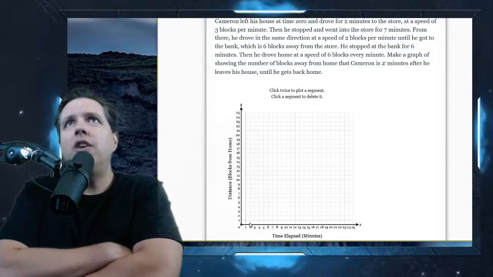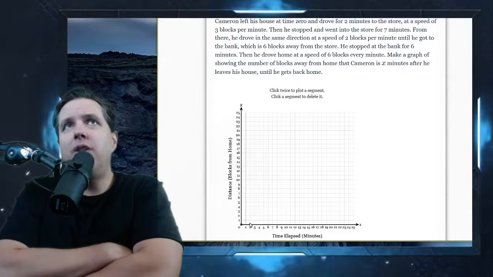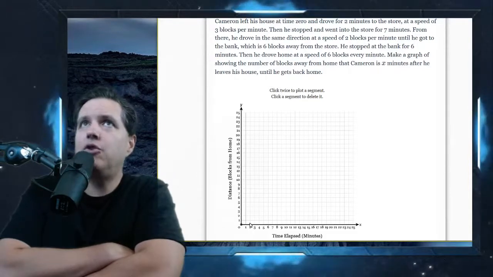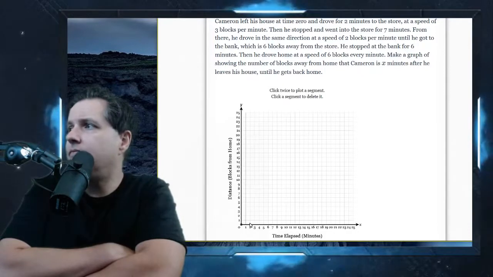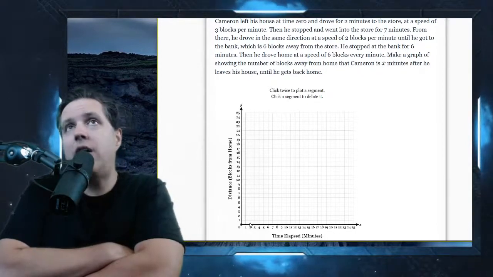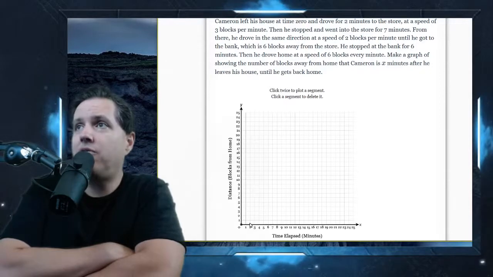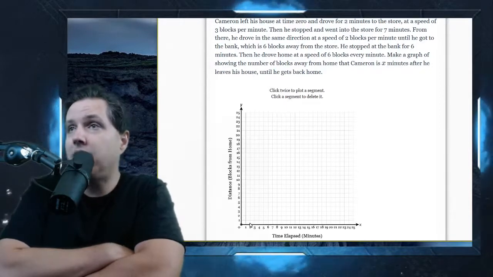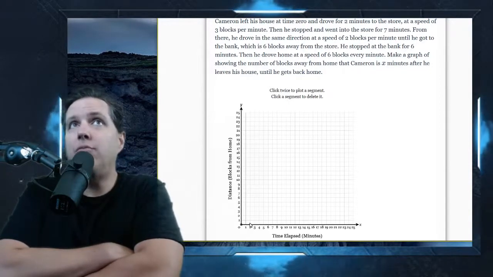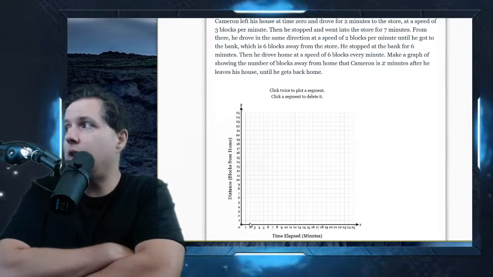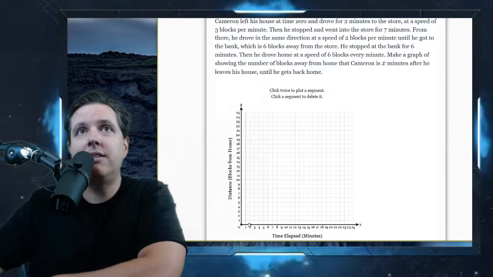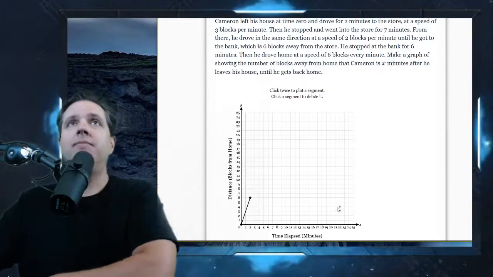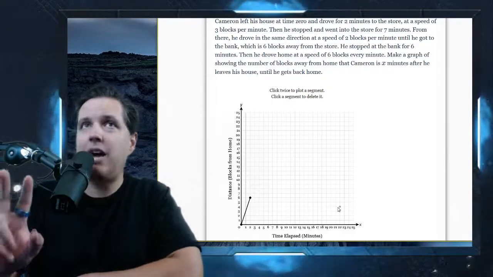Okay, well, if he was driving at a speed of 3 blocks per minute for 2 minutes, then how many blocks did he go? 6 blocks, right? If you drive 100 miles an hour for 2 hours, how far have you gone? 200 miles, right? If you drive 3 blocks per minute for 2 minutes, you've traveled 6 blocks. So that means that after 2 minutes, he's gone 6 blocks. So I put my dot there, okay? Now that's just step 1. We're going to add more points.